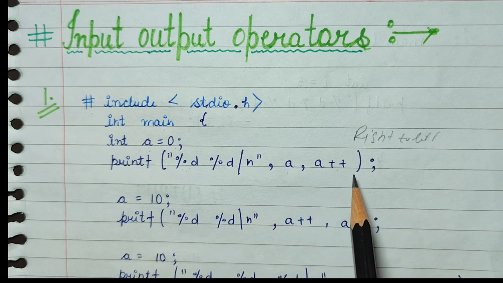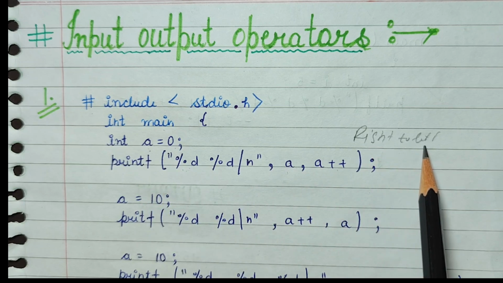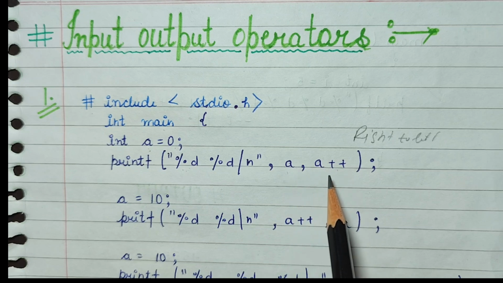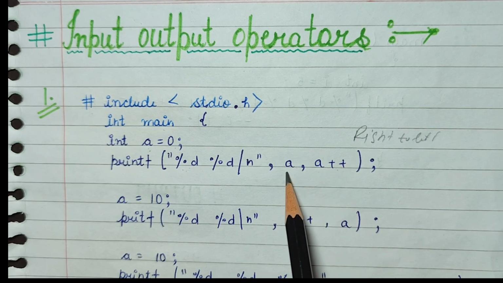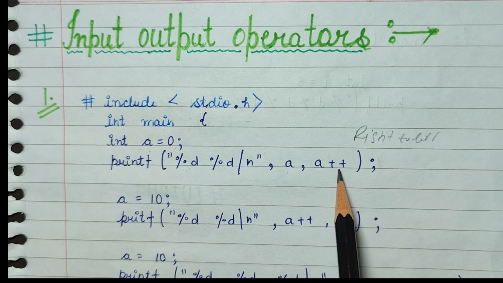Correct way is you have to evaluate this printf statement from right to left. Why? The thing is because we have more than one variable in this printf statement. So first we evaluate a++, then we evaluate a. So this one is the post increment.